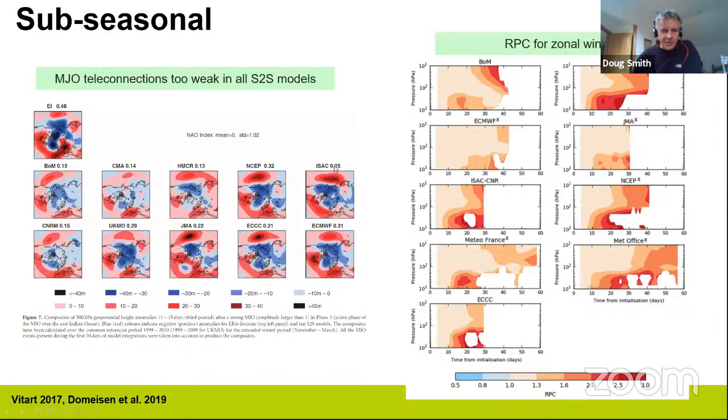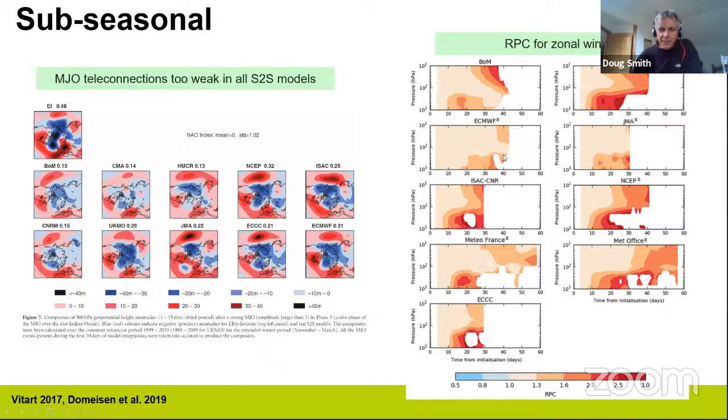We see it also on subseasonal timescales. So this paper shows the teleconnections between the MJO and, I think, geopotential height over the northern hemisphere. The top plot shows the observations, and then we have the same teleconnection patterns from a range of models from this subseasonal to seasonal forecasting system. And all of these models underestimate the strength of this teleconnection compared to the observations.